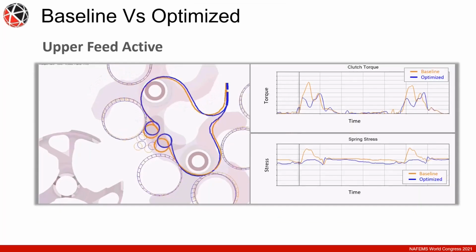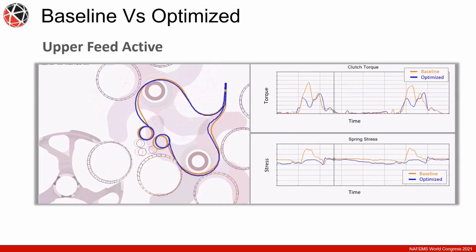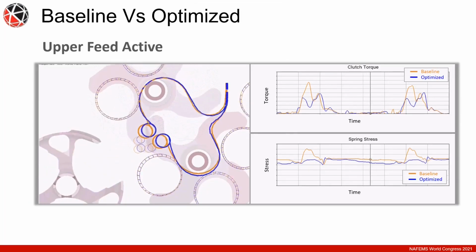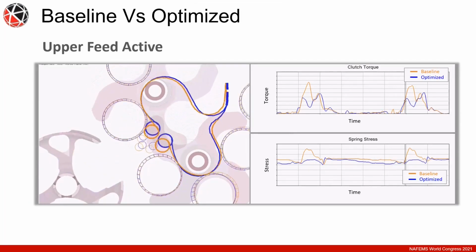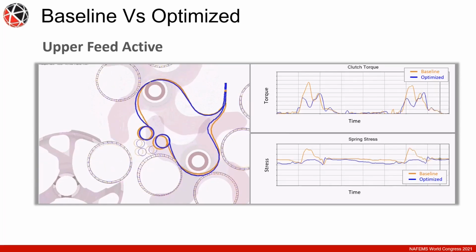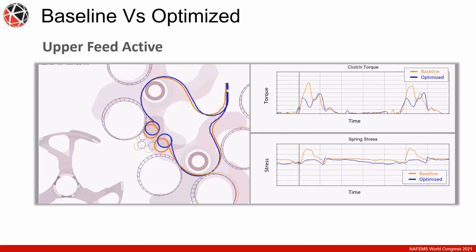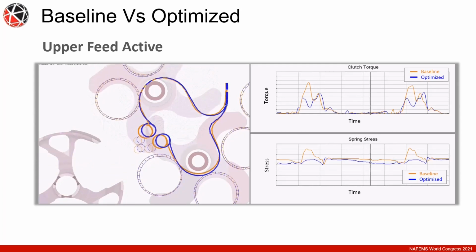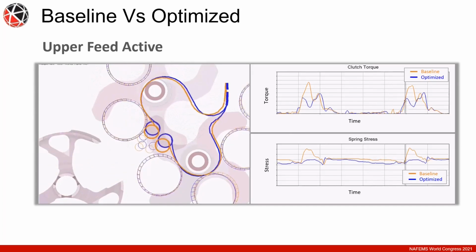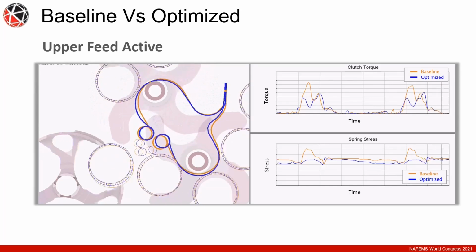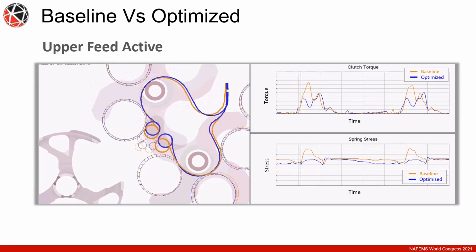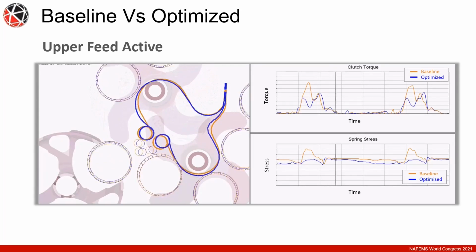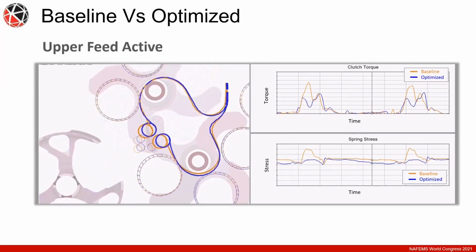We can then model the optimized design back in Adams to study other aspects of the optimized spring performance and compare back to the baseline design. Here we see the upper feed results. The optimized response in blue has significantly reduced torque and stress compared to the baseline in black. You can also see that the spring still functions properly, delivering each round to the rotor.